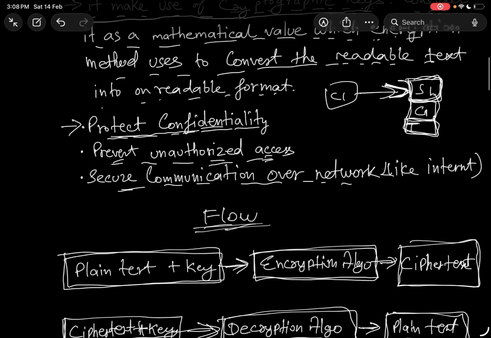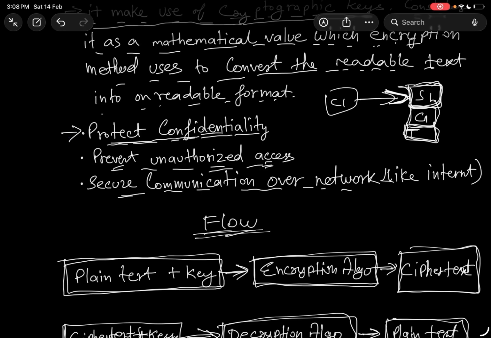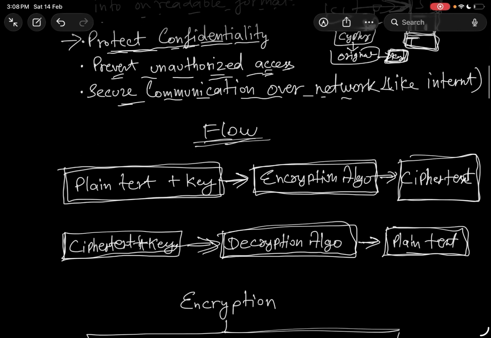Now, encryption. Let's say I'm sending this data to server 1. Now if someone, let's say a hacker, takes this data and wants to see what it is, he will get the ciphertext, and from that ciphertext he cannot get the original text back because he doesn't have the keys. If he has the key, he can get the original text back.